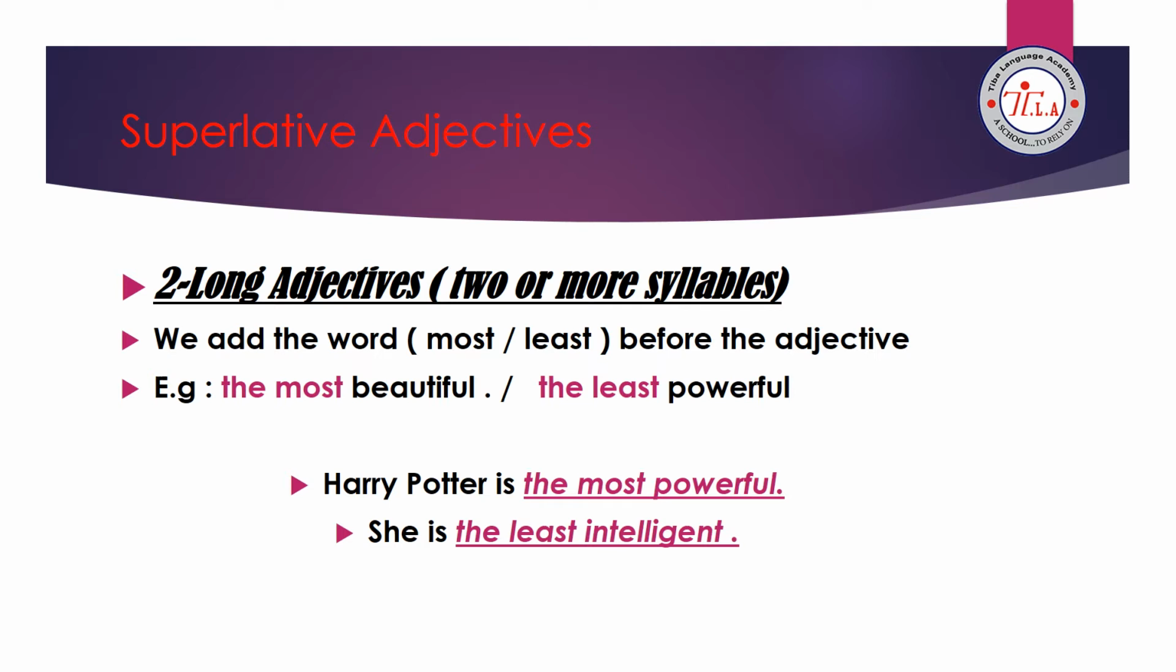Think about adjective, okay? Look at this example. Harry Potter is the most powerful. The most powerful. This is long adjective in superlative form. She is the least intelligent. This is superlative form with the adjective intelligent.